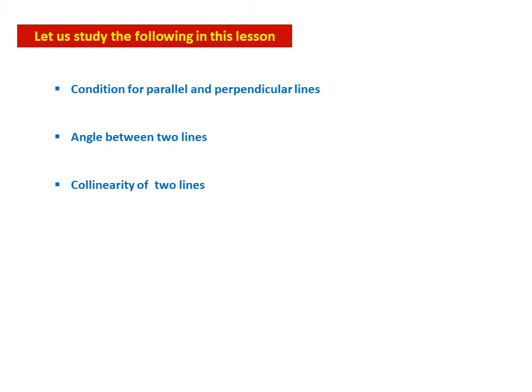So let us study the following things in this present lesson. First one is the condition for parallel and perpendicular lines. We are deriving the conditions for these two. That is, when two lines are parallel, what is the condition? When two lines are perpendicular, what is the condition? In terms of course, slopes. Second one is the angle between two lines, we are finding. Then collinearity of two lines. Of course, this we will study in the next class. But these are the important concepts. So you have to remember these together actually: condition for parallel, condition for perpendicular, angle between two lines, then collinearity.